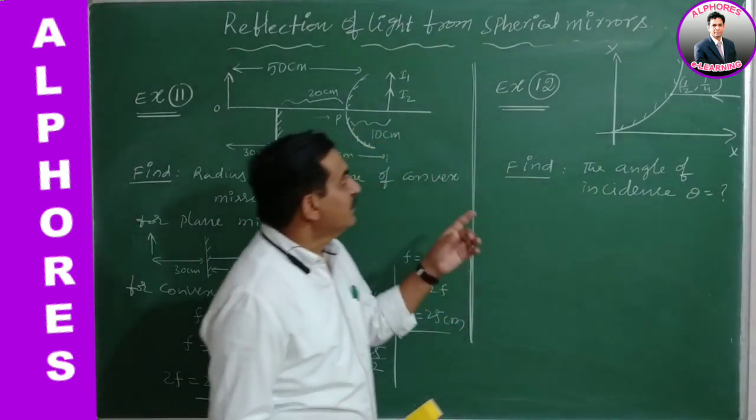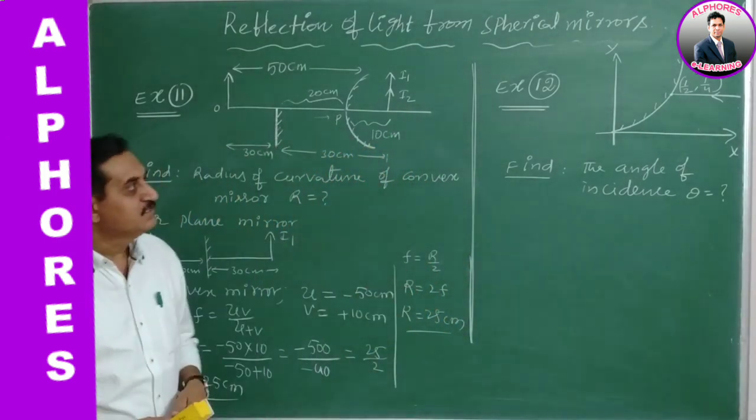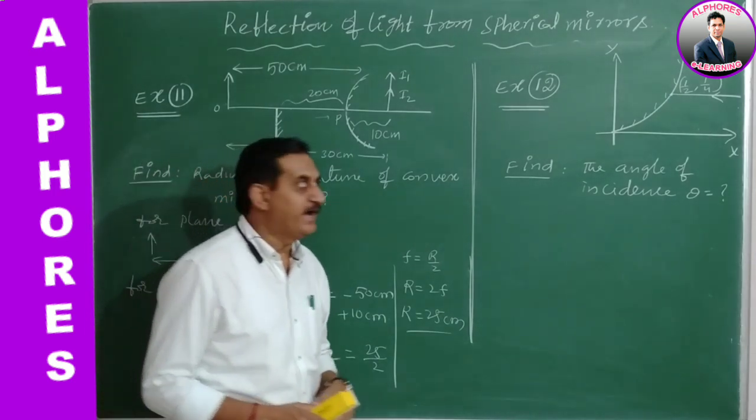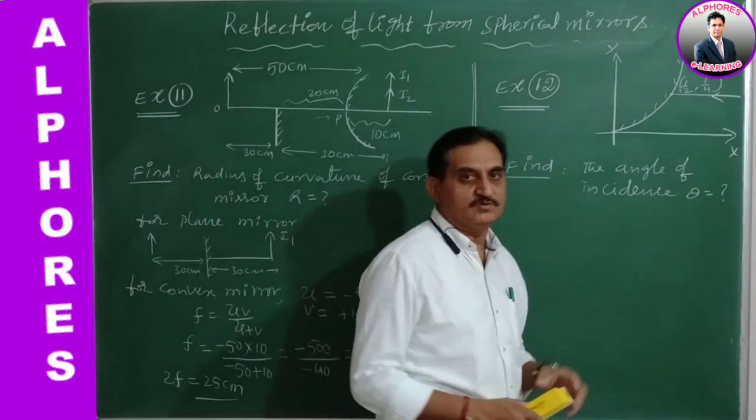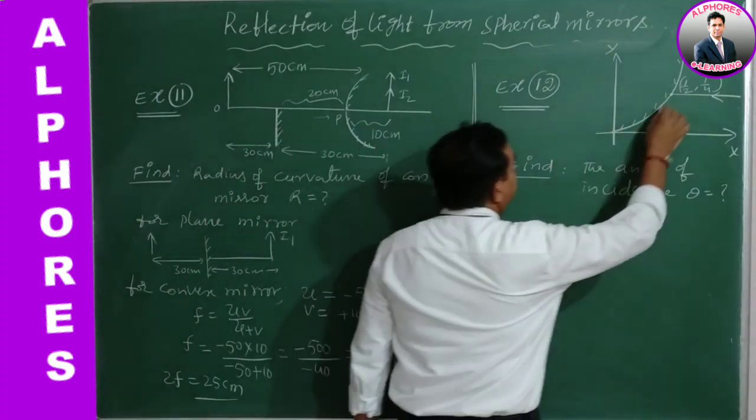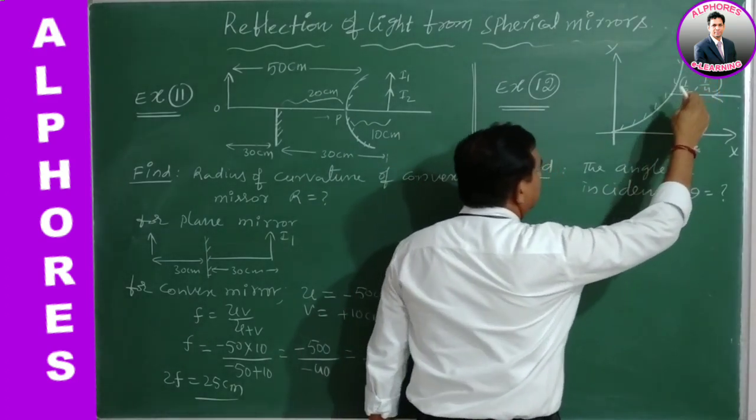There is a spherical mirror, as shown in the diagram, which is parabolic in shape, and its equation is given as y equals x squared. So this is a spherical mirror which is in parabolic shape. How do you decide this?